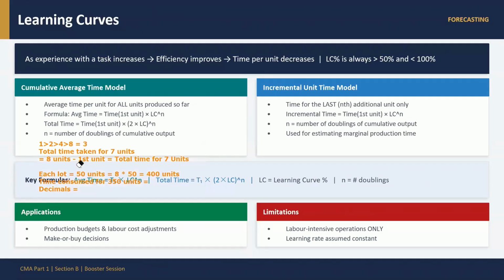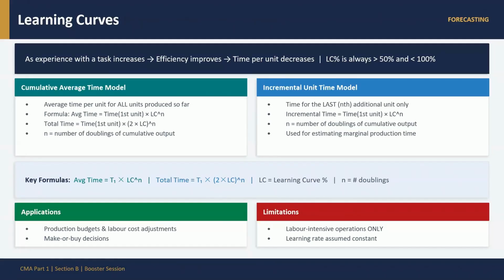Okay. Now, the key formulas that will be important for you are the average time formula and the total time formula. Average time is nothing but the time that you take for the first unit production into learning curve to the power n, the number of doublings. Then, total time will be the time taken for the first unit into 2 into LC.